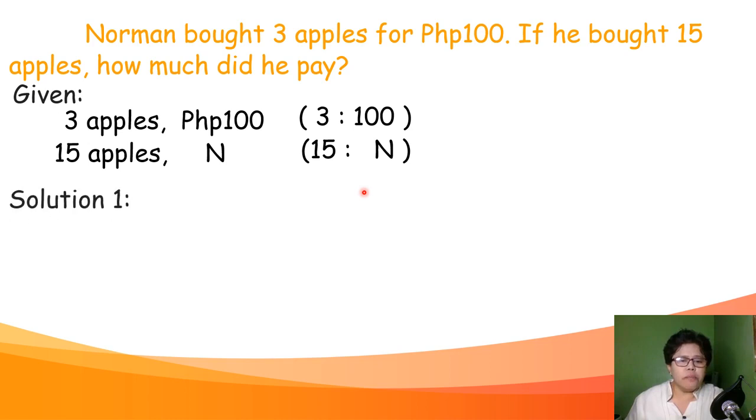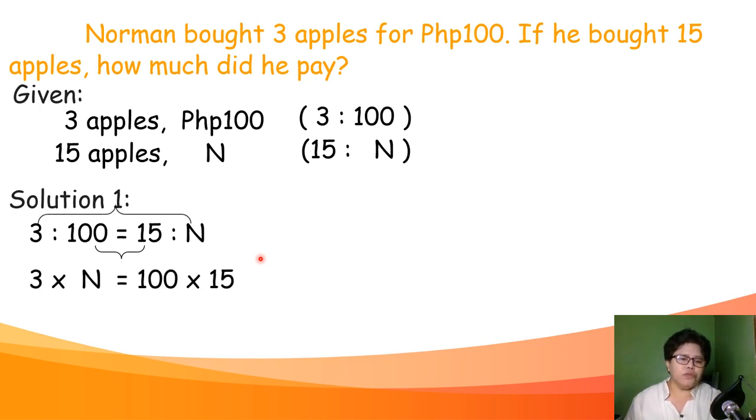So solution 1, gamit ang column form. Okay, we can set this up like this one. So 3 is to 100 is equal to 15 is to n. Multiplying the means and the extremes, you will get this one. So 3 times n is equal to 100 times 15. So if you're going to multiply a number with a letter again, ang sagot lang dyan is tabi mo na lang yung number at letter. So, this will just be 3n, and this is 1,500. So, 3n is equal to 1,500.